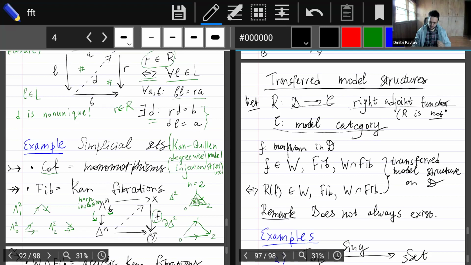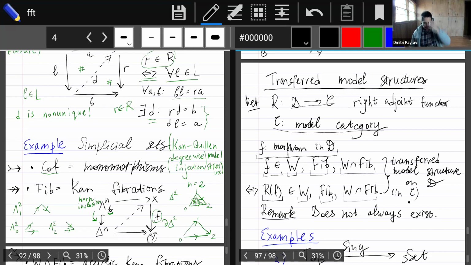Sorry, we do not start with a relative category structure on D, because we are now going to create weak equivalences on D using the functor R. More precisely, if F is a morphism in D, we say that F is a weak equivalence or a fibration, or therefore also an acyclic fibration, if and only if its image under R is a weak equivalence, fibration, or an acyclic fibration in C. So the classes of weak equivalences, fibrations, and acyclic fibrations are transferred from C. And that's how the model structure on D is defined.